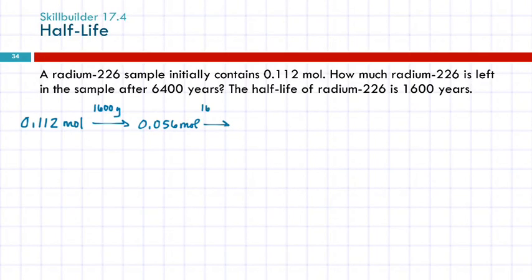Well, after another 1,600 years, divide it in 2 again. So 0.056 divided by 2. 0.028. So keep track of the time here. So at this point, 1,600 years have passed. And then another 1,600 years, so this makes 3,200 years, right? So let's do it again, another 1,600. So 0.028 divided by 2, 0.014.